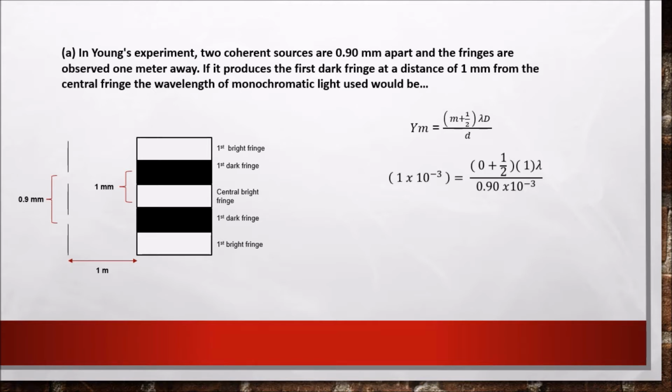Substitute the value, which is 1 multiplied by 10 to the power of negative 3, because we want to change the unit from millimeter to meter. It equals 0 plus 1 over 2 times 1 times lambda over 0.90 multiplied by 10 to the power of negative 3, again changing the unit from millimeter to meter. We just calculate and we get the answer. Lambda is equal to 1.8 times 10 to the power of negative 6 meter.